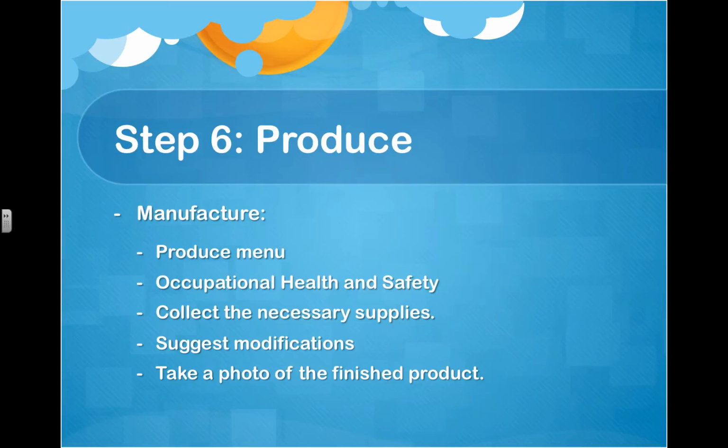In the produce stage, you then have to manufacture. In the design concept, you would then be able to produce a menu. You will be able to make sure that you're complying with occupational health and safety regulations. You need to collect the necessary supplies. This may mean the food. This also may mean the equipment that you will need for the business. Suggest modifications to the menu. Tweak the menu around so that you come up with an easy to prepare yet delicious selection of food.